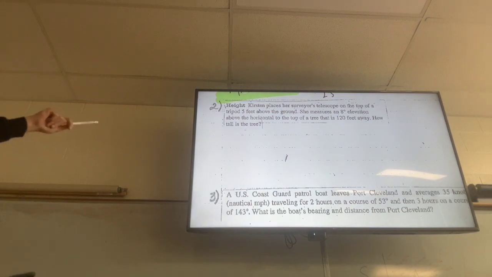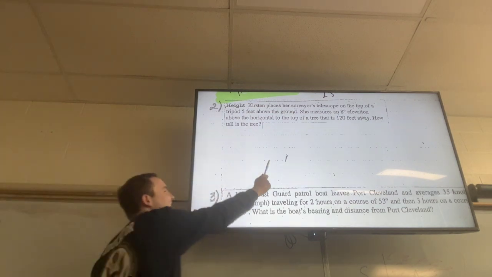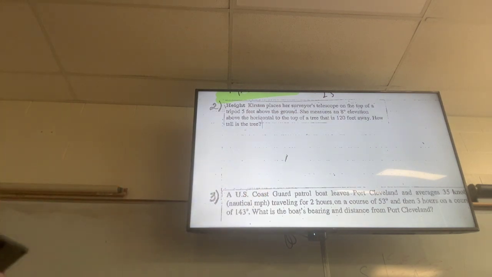Okay. So what do you think I'm going to do for this problem? Well, you've got to draw your transit. Okay, let's draw a transit. So, how tall is the transit? 5 feet. What do you think I'm going to do? Draw a right triangle.